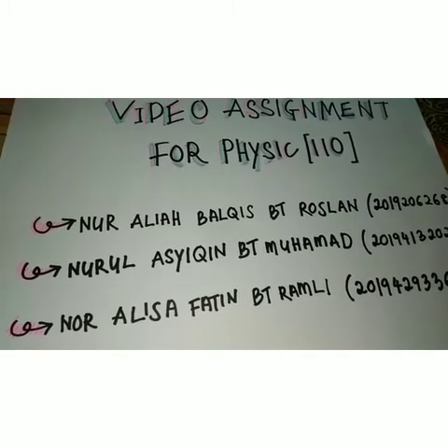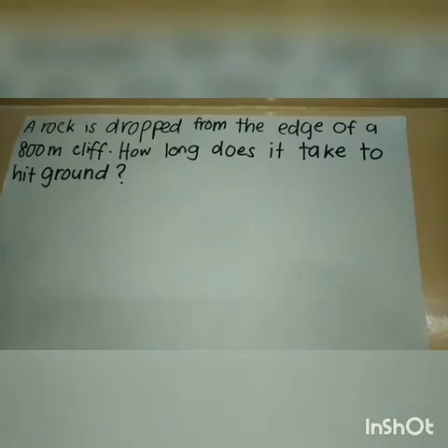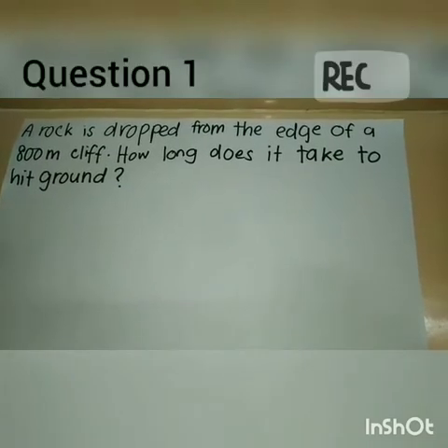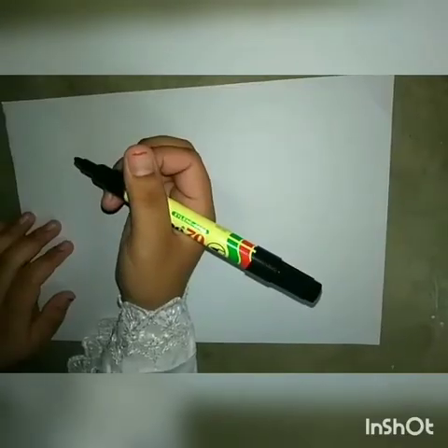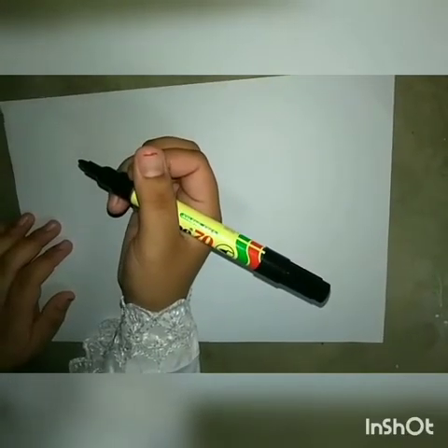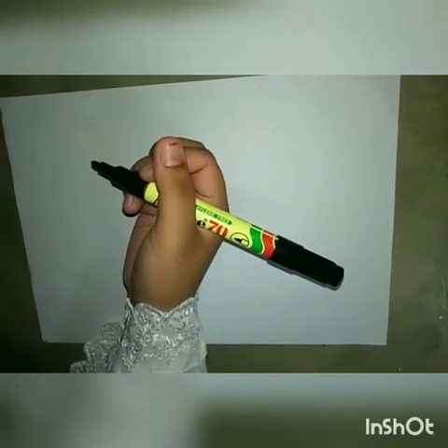So enjoy the video. A rock is dropped from the edge of a 800-meter cliff. How long does it take to hit the ground? A rock is dropped from the edge of a 800-meter cliff. How long does it take to hit the ground?